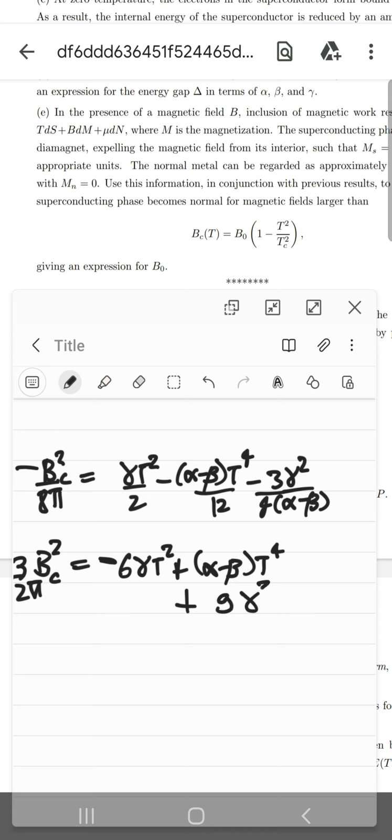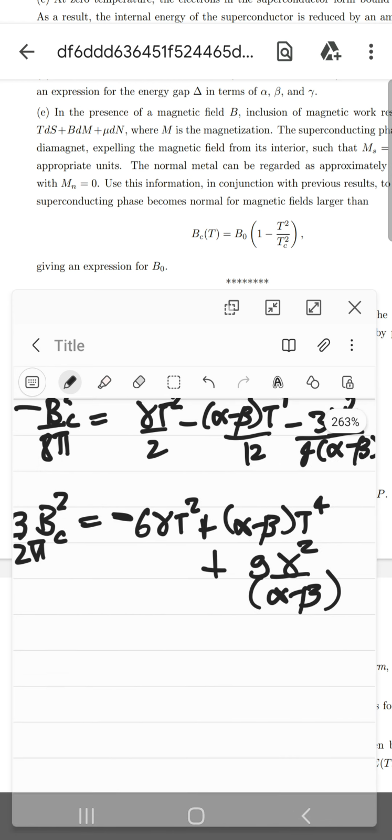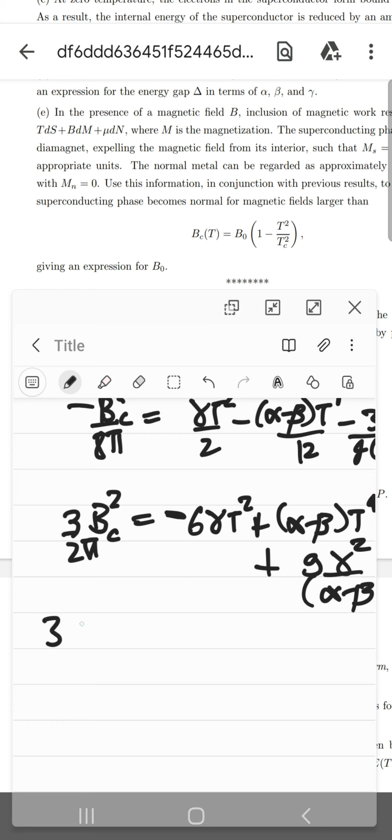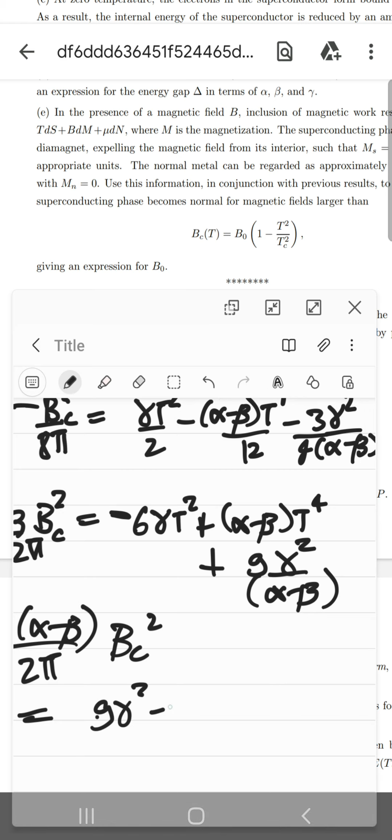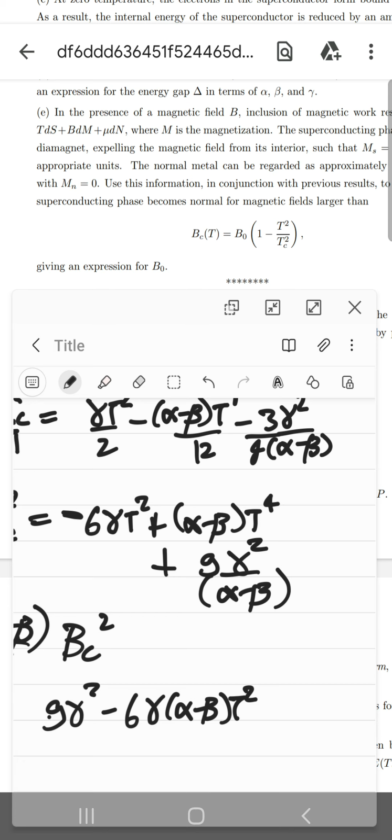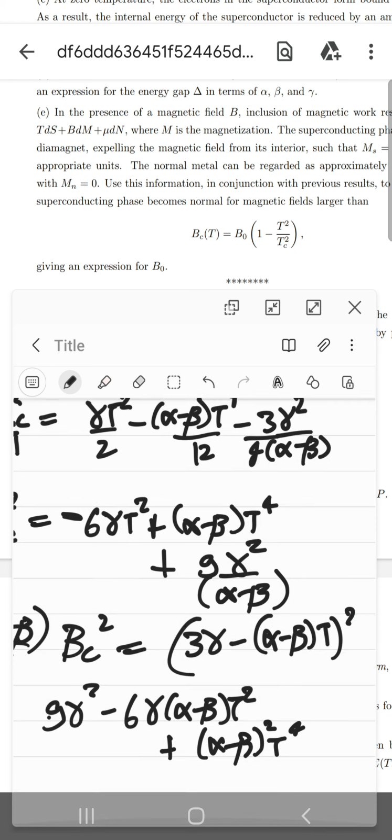That's just 9 gamma square upon alpha minus beta. Okay, now it makes perfect sense. Cool. As a matter of fact, take that alpha minus beta away as well. So just have 3 alpha minus beta upon 2 pi, beta critical, not beta, sorry, magnetic field critical square. That's equal to this quantity: 9 gamma square minus 6 gamma alpha minus beta t squared plus alpha minus beta squared t power 4. And guess what? This thing is just equal to 3 gamma minus alpha minus beta temperature squared. Okay, now it makes perfect sense.